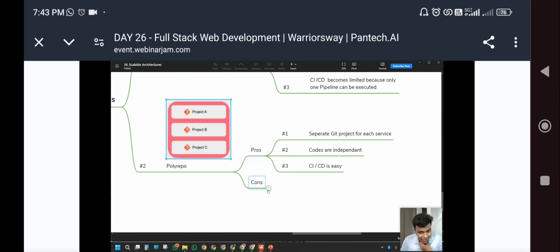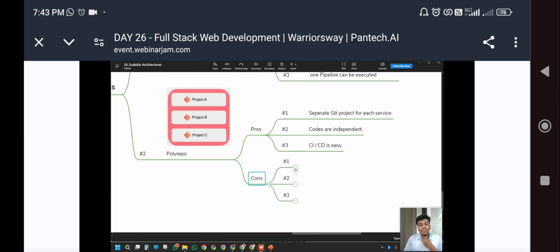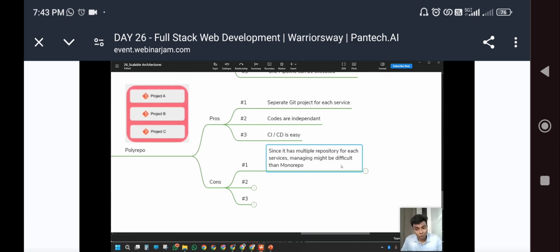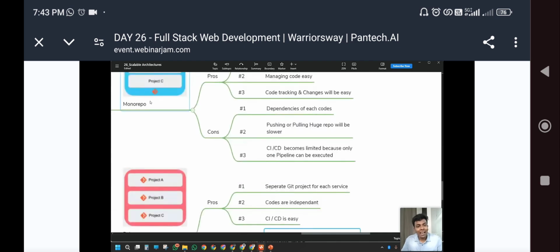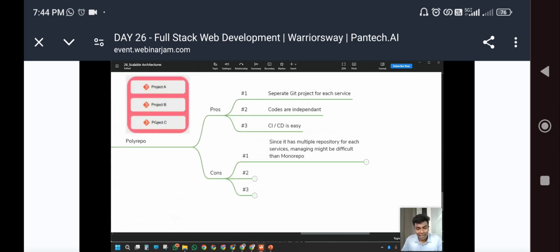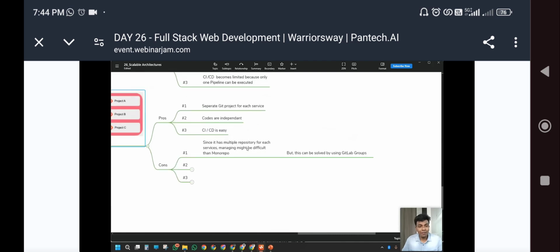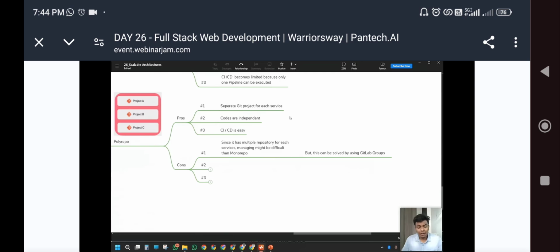That's the polyrepo's advantages. And while talking about the disadvantages, the first con is, since it has multiple repositories for each service, managing might be more difficult than a monorepo, of course. Because there I have only one repository which can be easily executed. But in the polyrepo, since it has a lot of repositories, it is going to be really, really difficult to manage.